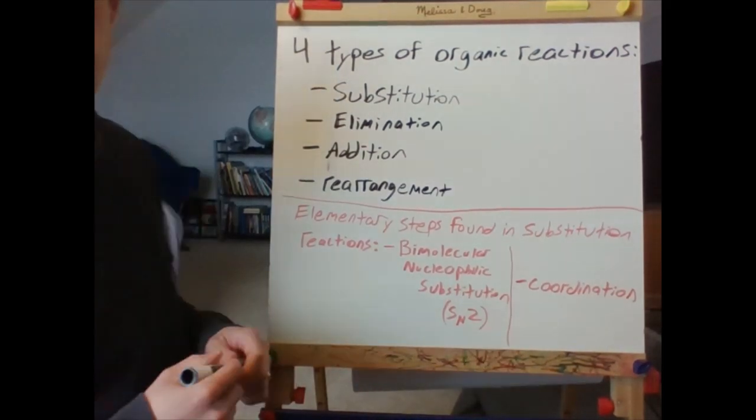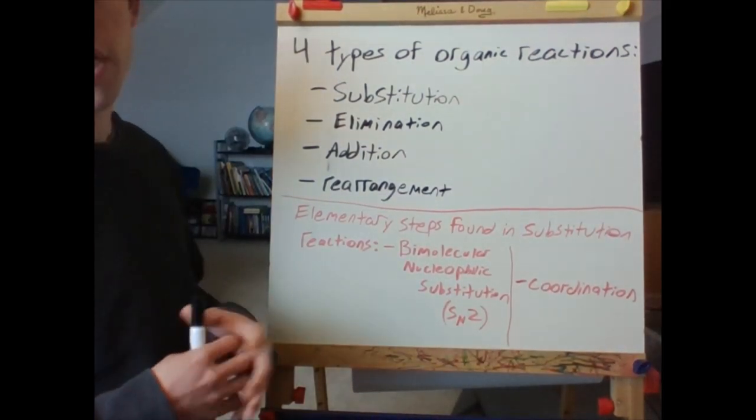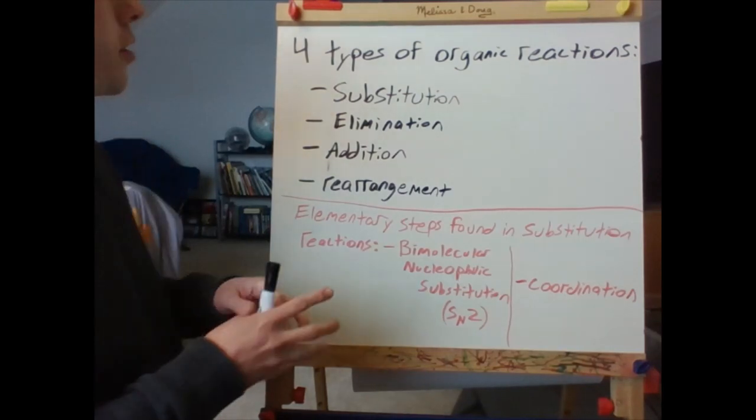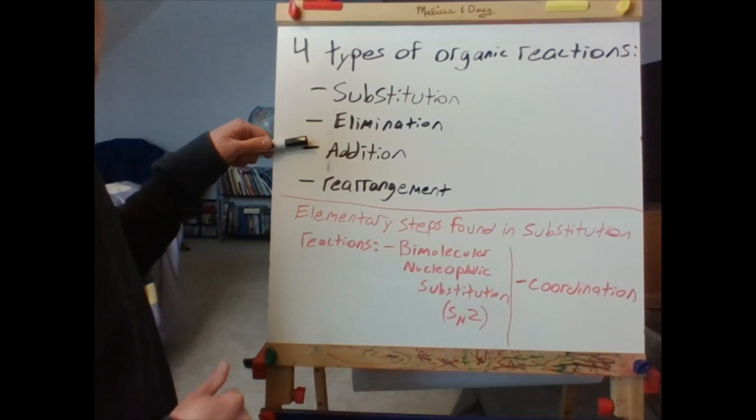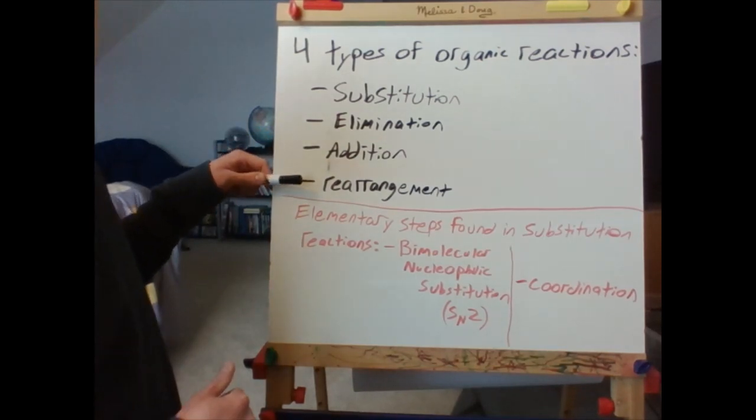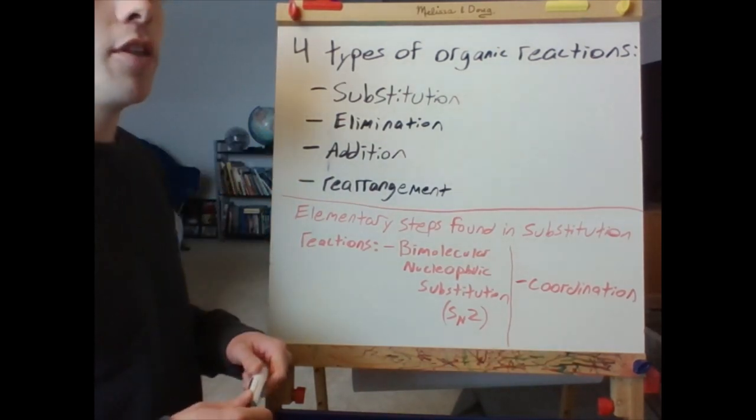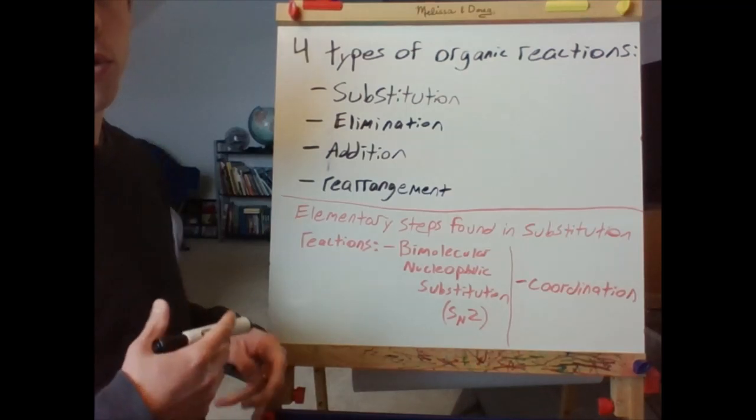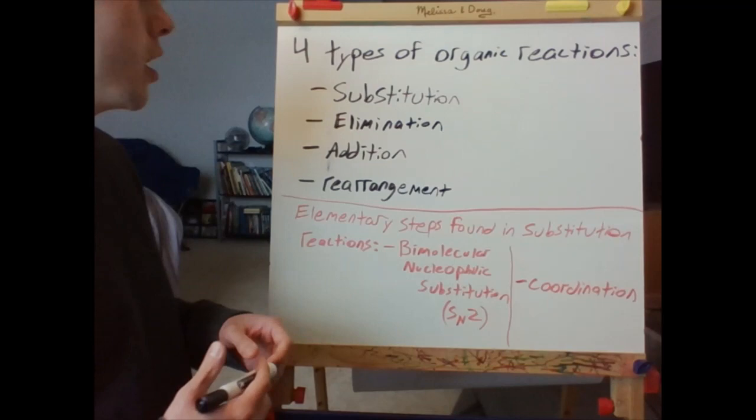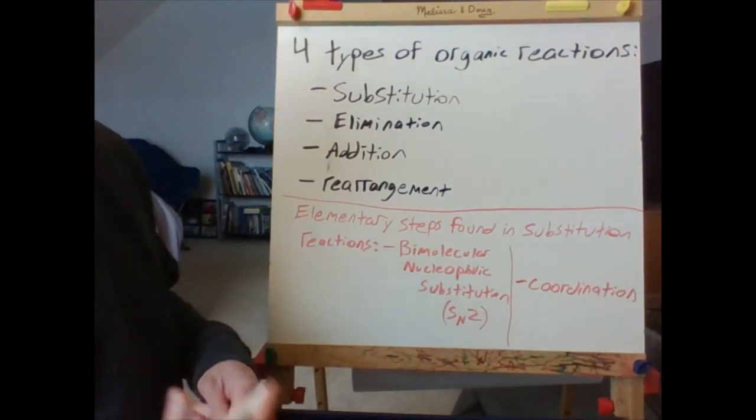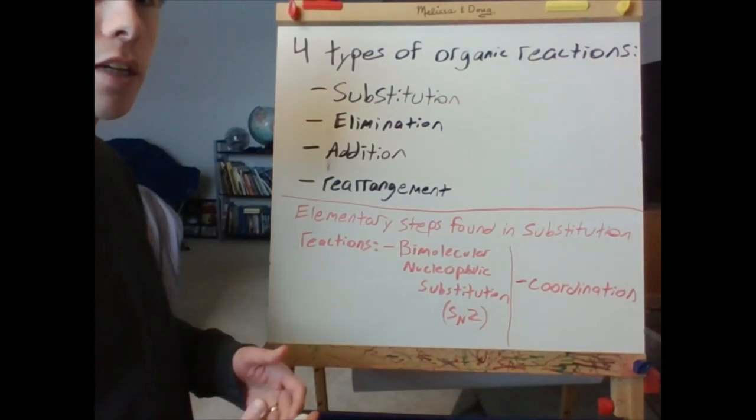Alright, so let's start off by reviewing the 4 different types of organic reactions. Those include substitution reactions, elimination reactions, addition reactions, and rearrangement reactions. And then we further went into looking at the different elementary steps that make up these 4 different types. And I want to start by going back over the ones that relate to substitution reactions only.